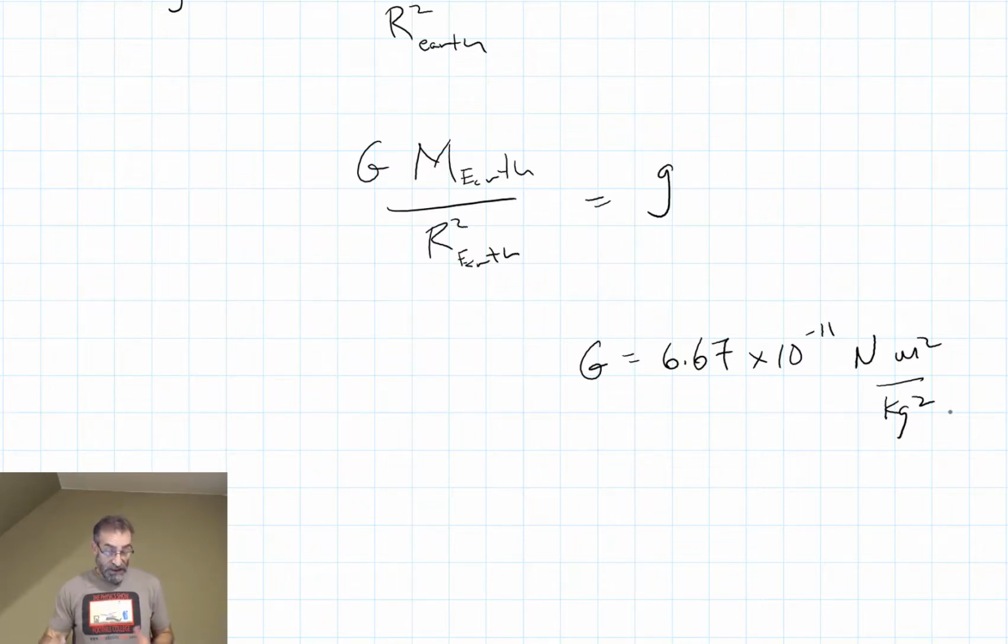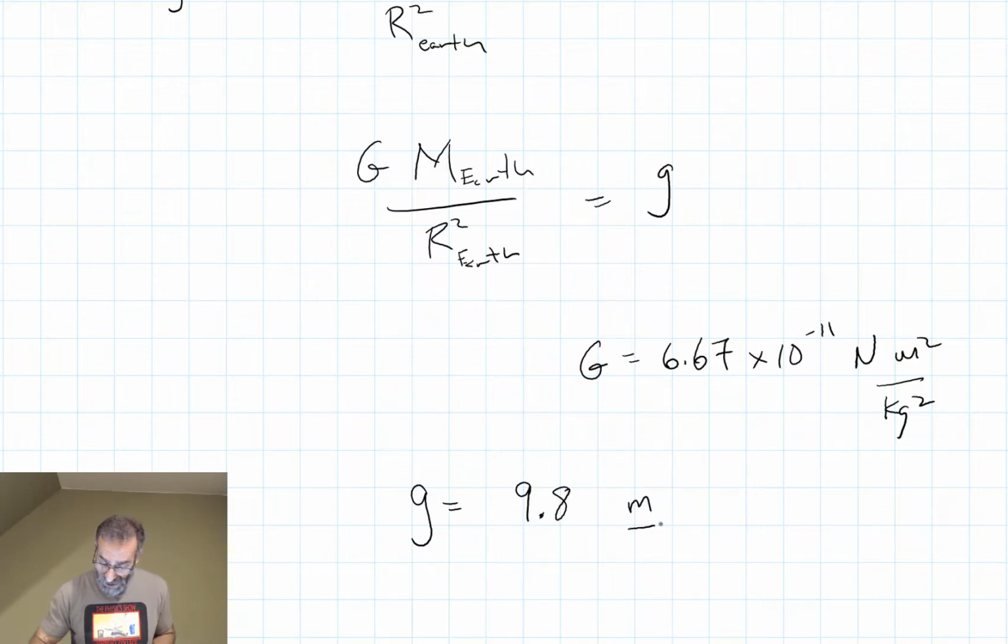The mass of the Earth we know is very large, 10 to the 24th kilograms. The radius of the Earth, 10 to the 6th meters. We plug all this in and we solve for the acceleration of gravity and we get 9.8 meters per second squared on the surface of the Earth. That means that if I ask you what the acceleration of gravity is on the surface of the Moon or on the surface of Mars, you should be able to figure that out.